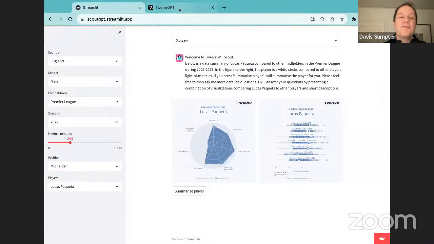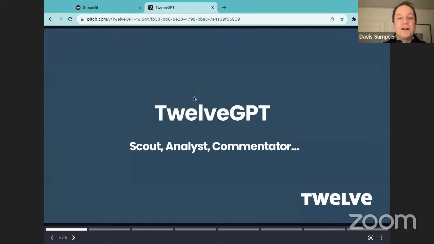But right, I'll get started and I'll share my screen and tell you a little bit of background. Before we actually get into the thing itself, I will give a little presentation. So what is 12GPT? What we're going to see tonight is 12GPT Scout, which is a scouting tool. But 12GPT is a bit more than that.